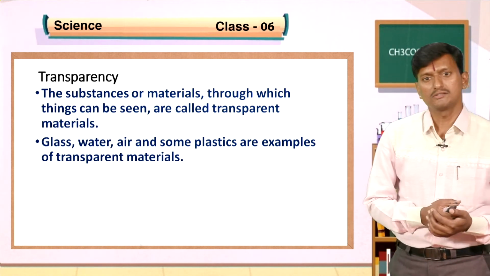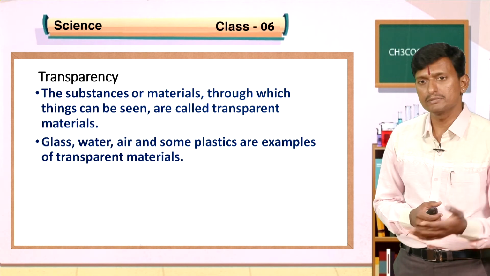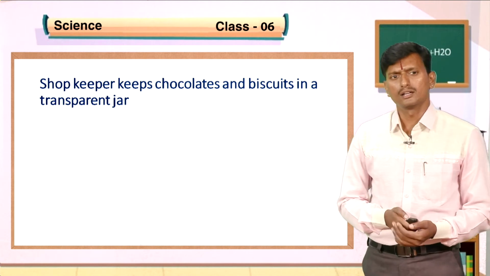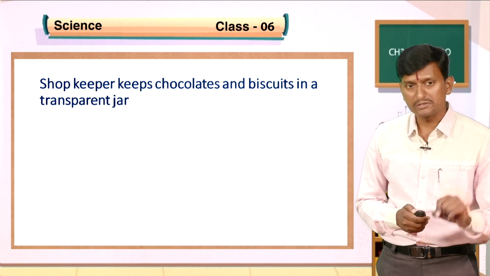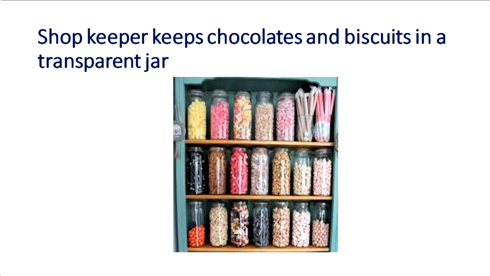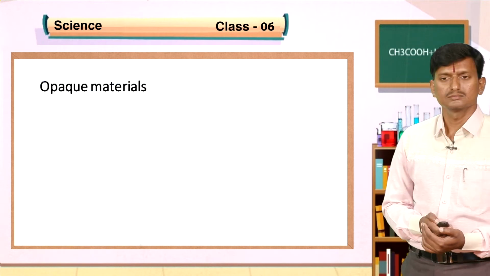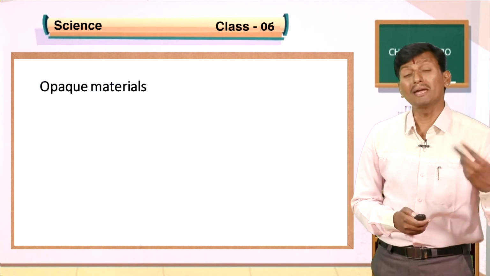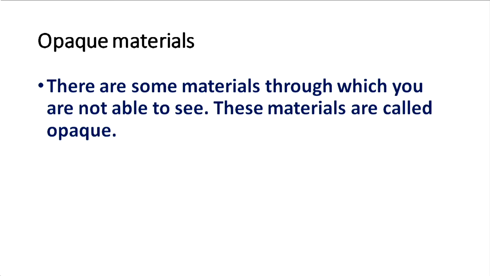So, glass, water, air and some plastics are examples of transparent materials. You know that shopkeepers keep chocolates and biscuits in a transparent jar to attract the children. This is an example of a transparent object. I already told you about opaque materials. What does that mean? There are some materials through which you are not able to see. These materials are called opaque.